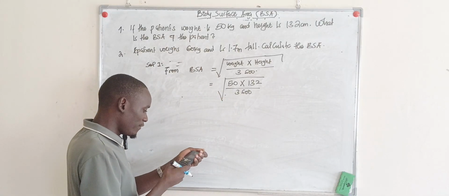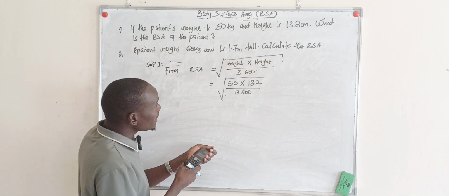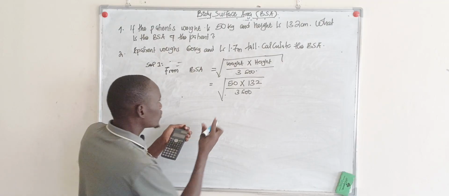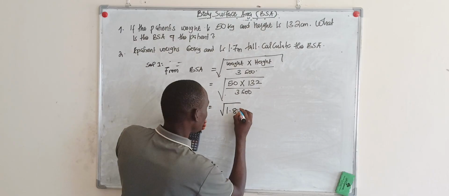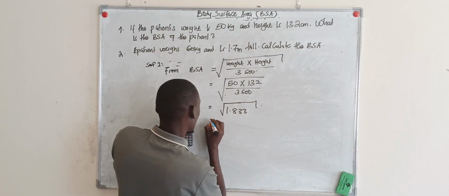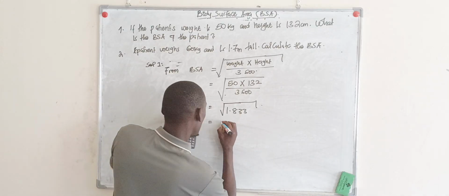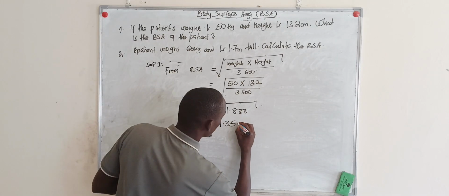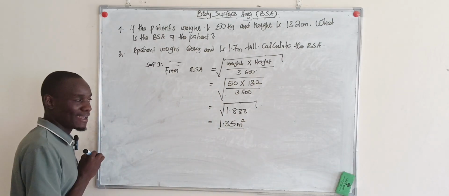So when we say 50 times 132 divided by 3,600, we shall get the square root of 1.833 recurring. And when we get the square root of that, we shall have 1.35 meters squared as our answer.